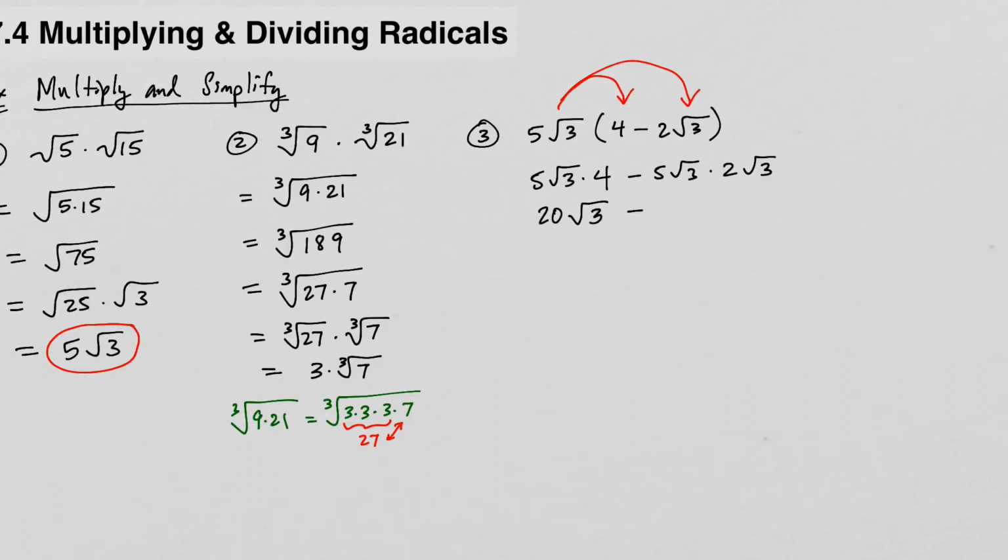Minus, and then here we have 5 times 2, which is 10. And then we have the square root of 3 times the square root of 3. That is the square root of 9, because 3 times 3 is 9. And that can be simplified, of course, because we know that the square root of 9 is 3. And so this ends up being 20 radical 3 minus 10 times 3. And that will be 20 radical 3 minus 30. And that is the simplified version.